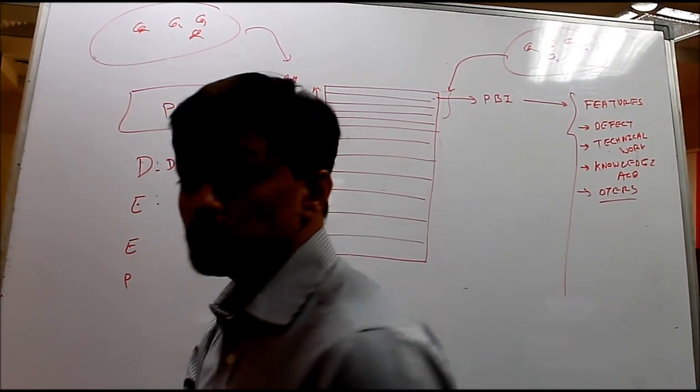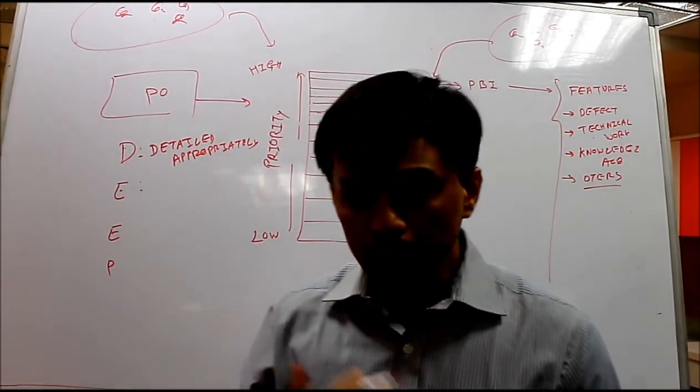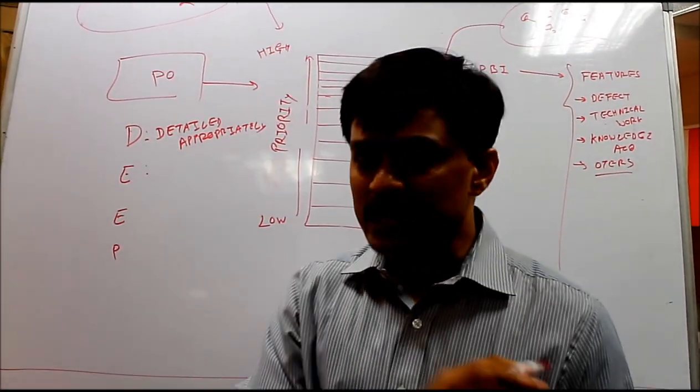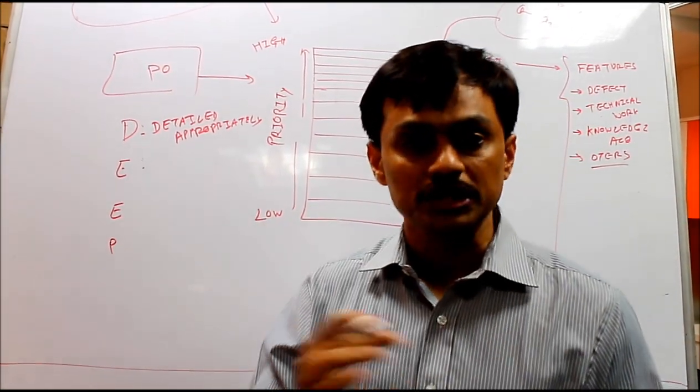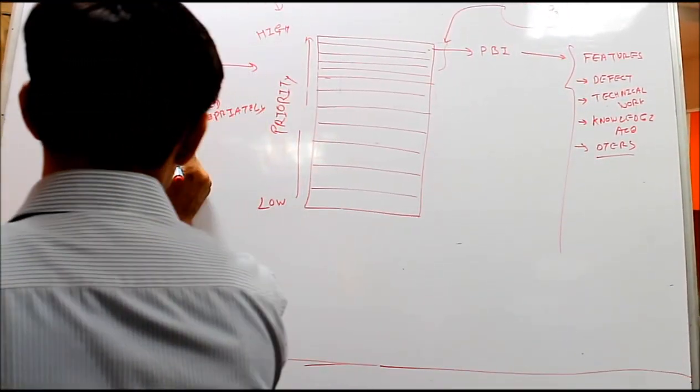The product backlog should be emergent in nature. The product backlog never gets finalized. It is never frozen. It keeps emerging until the time we are working on a product. So the product backlog should be emergent in nature.